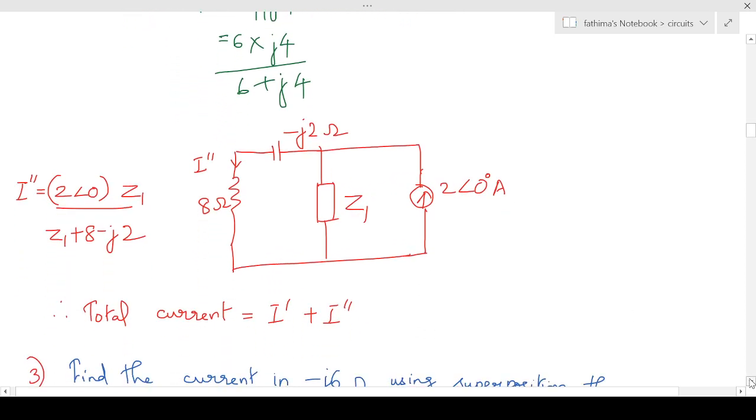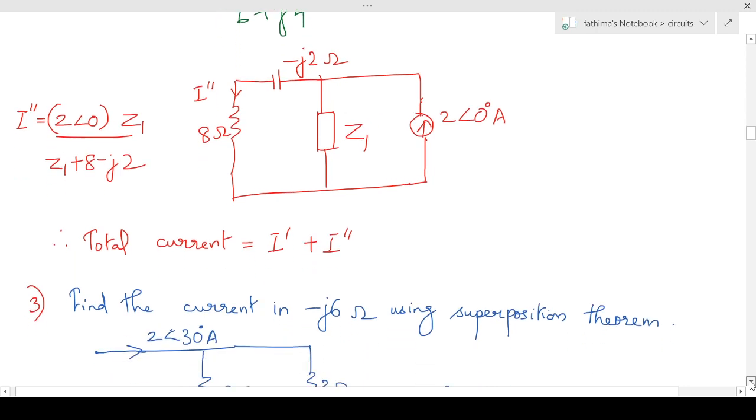The current flowing through 8 ohm is in the same direction in both the cases, so we can sum up those two. We'll get the total current I flowing through 8 ohm. So that is the second question. Now we'll move on to the third question.